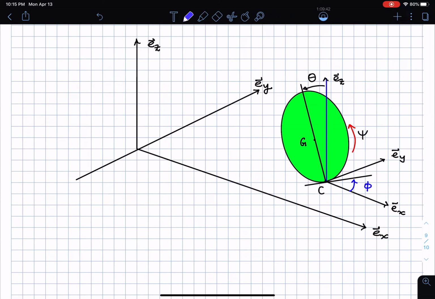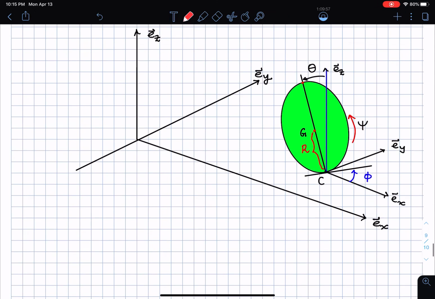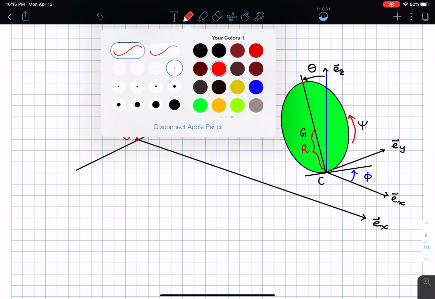Okay, and let me say that the radius of the coin is capital R. So starting from here all the way to there is the radius R, as is the distance from here to there as well. That's the radius capital R. And let me call this the point O, and this is a fixed frame.